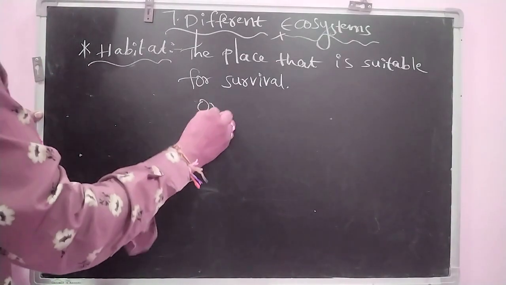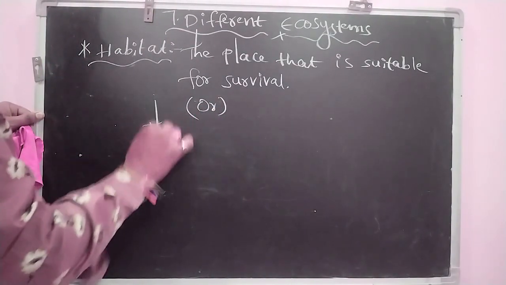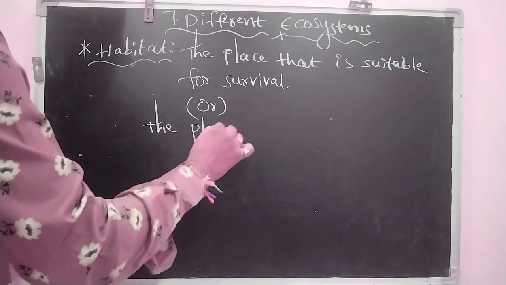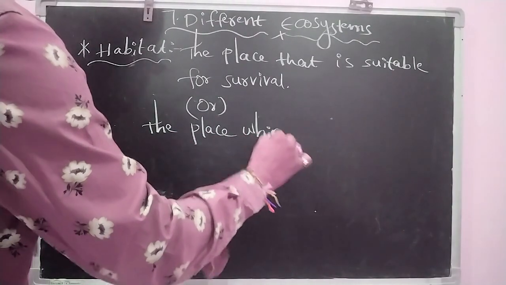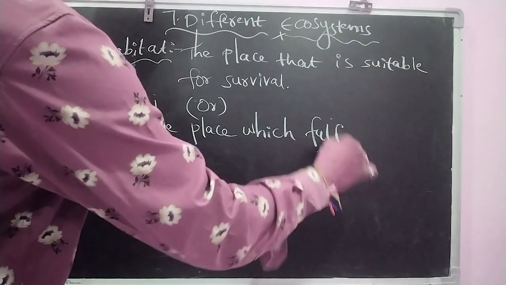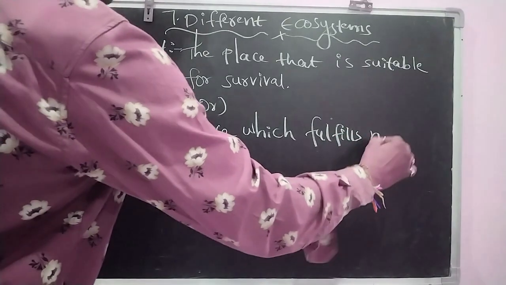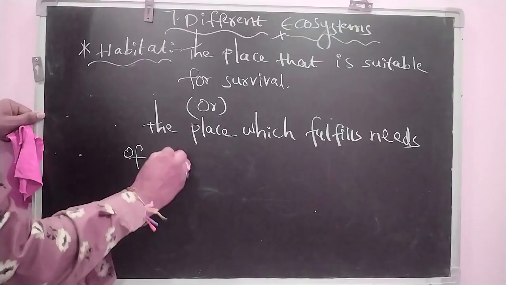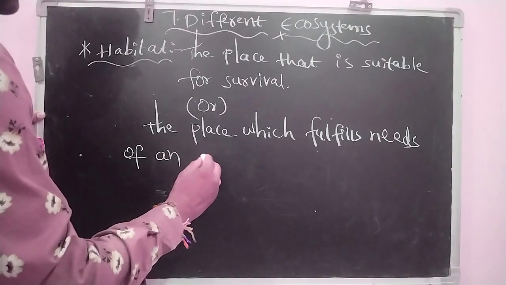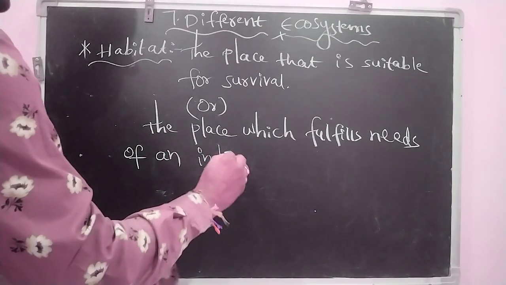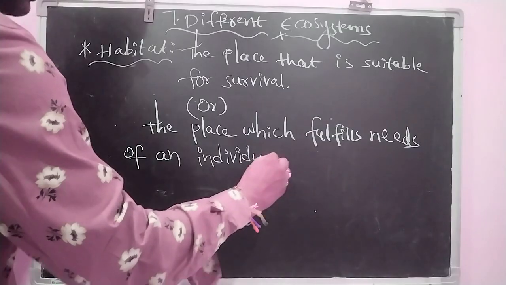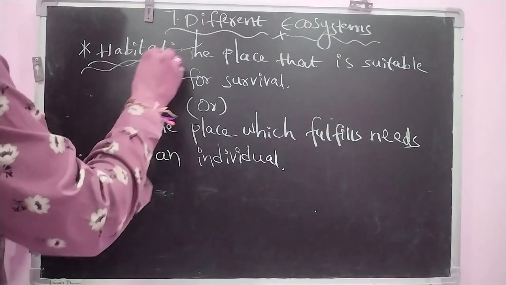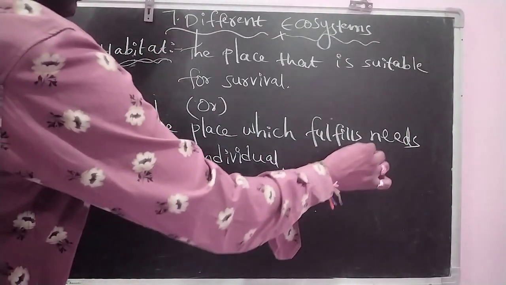And we also write like this also. The place which fulfills needs of an individual. The place which fulfills needs of an individual is also called habitat. So what are the needs here?